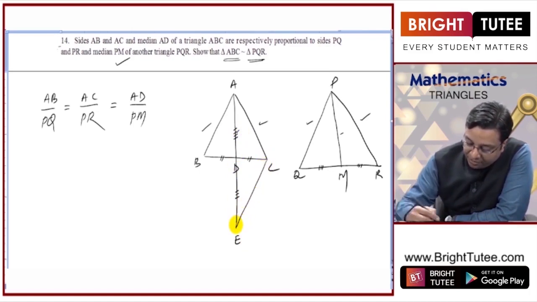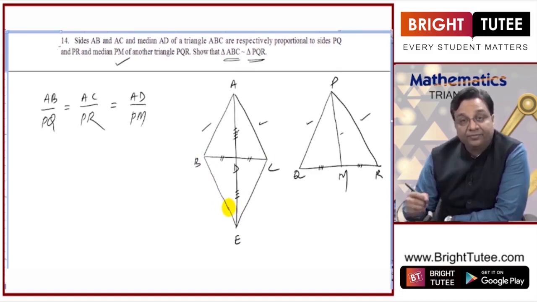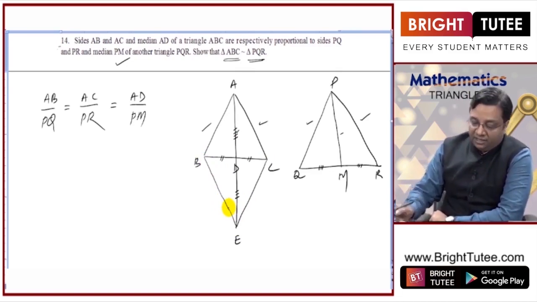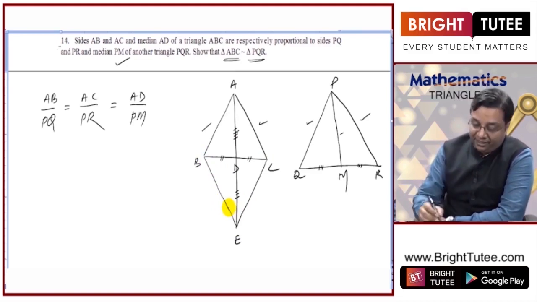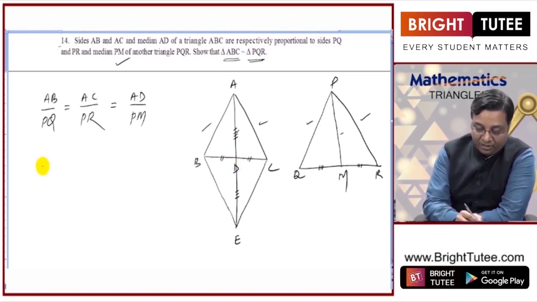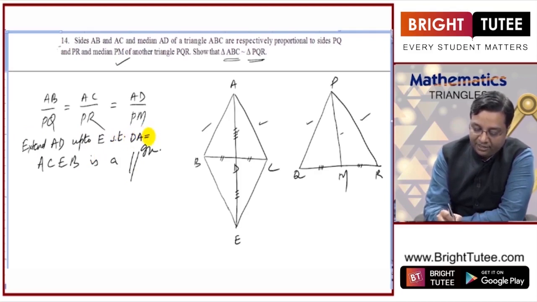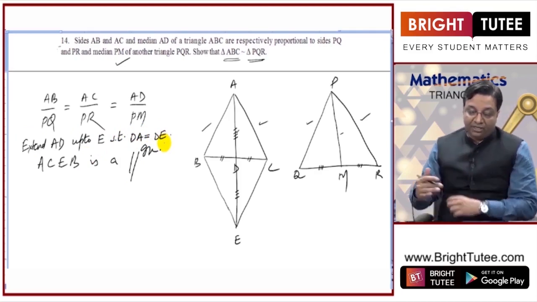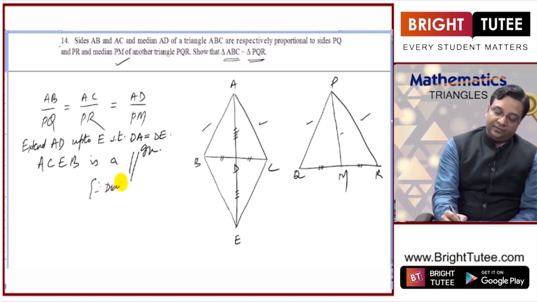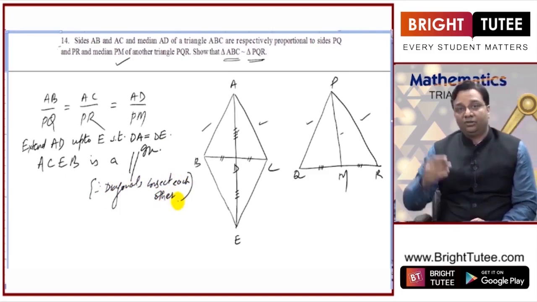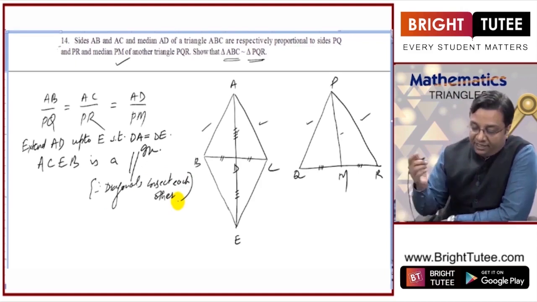Now if I join this and complete this quadrilateral, what kind of quadrilateral will it be? You can look at the diagonals and think it yourself. In this quadrilateral diagonals are being bisected at D, so this quadrilateral is a parallelogram. So I can say ACEB is a parallelogram. First you need to mention that extend AD up to E such that AD is equal to DE. Now it has become a parallelogram because diagonals bisect each other. Whenever you are stuck in a question where medians are involved, you can do this construction and this might give you clarity in that question.